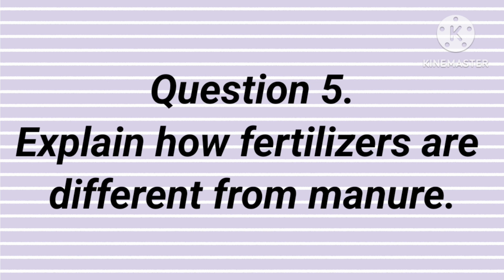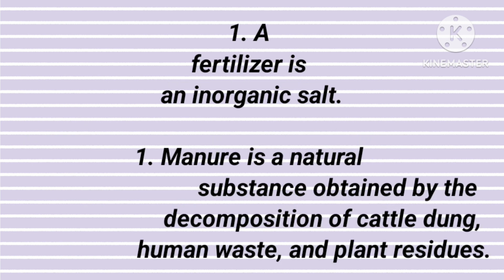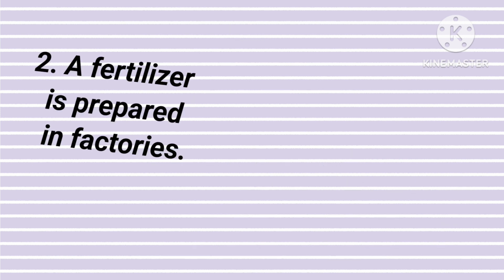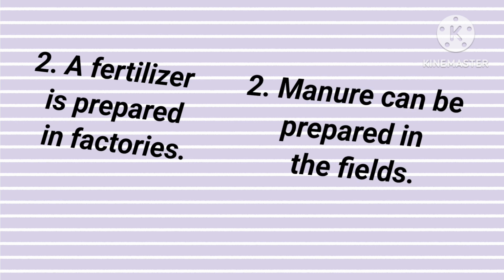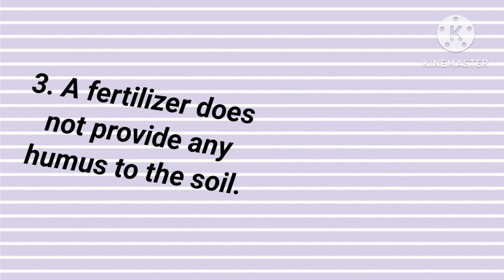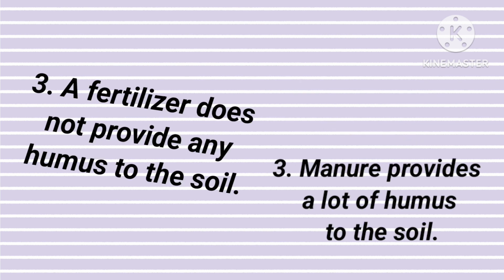Explain how fertilizers are different from the manure. Of course, you know that fertilizers are very important for the plants. Fertilizer is an inorganic salt. Manure is natural, naturally occurring. Fertilizers are prepared by the factories, but manure can be prepared by the field itself. Fertilizers do not provide any humus to the soil, but manure provides lots of humus to the soil.